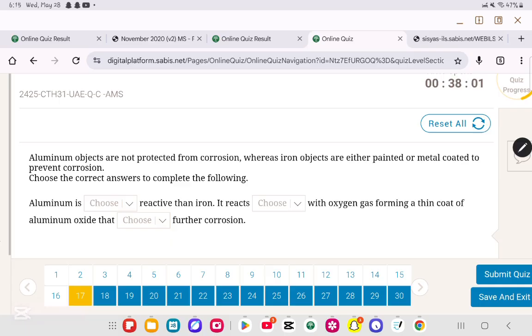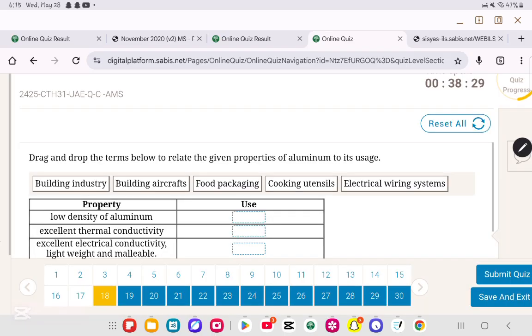So, in this question, aluminum objects are not protected from corrosion. Why does this happen? This happens because aluminum is what? More reactive than iron. Because it is more reactive than iron, it will react rapidly with oxygen gas. When it reacts with oxygen gas, it will form aluminum oxide around the aluminum that will protect it. So it prevents further corrosion. We move on to question number 18.